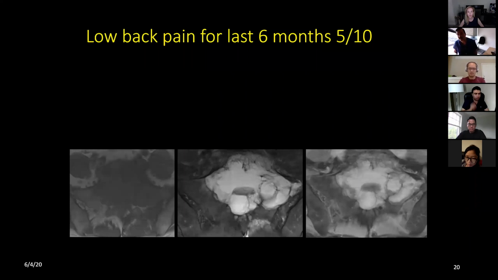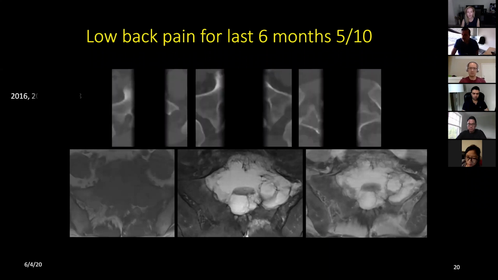And when you see something that is so bright on STIR imaging, you tend to think about vascular etiology. But I have seen plasmacytomas do this. I have seen myelomas do this. So you really cannot be 100% sure just based off of the conventional imaging that this is what it is.